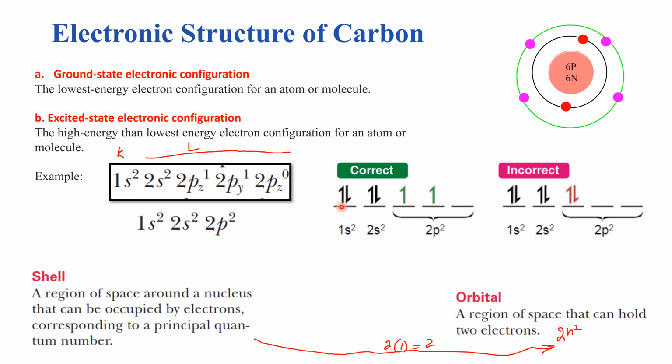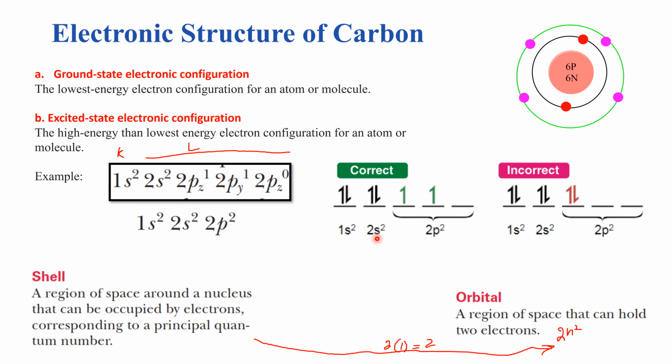We will accommodate the maximum of 2 electrons in that orbital with opposite spins to balance it, because both electrons have the same charge, so they have maximum repulsion. When they are in opposite spins, they can balance that configuration.